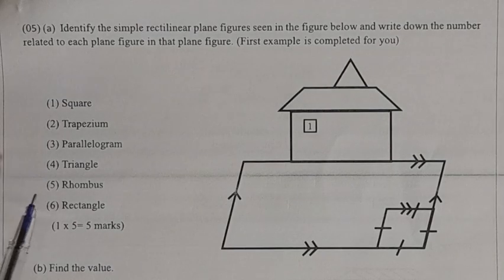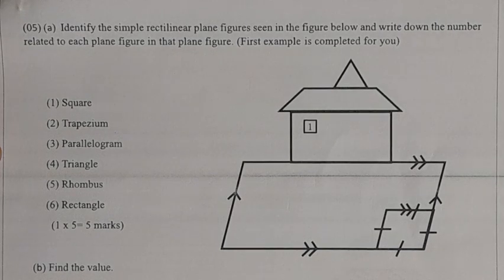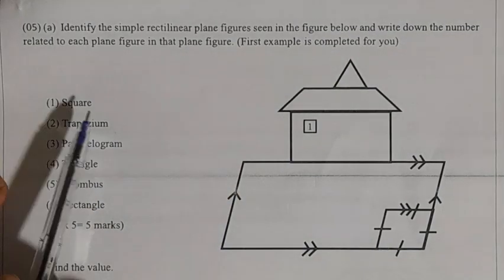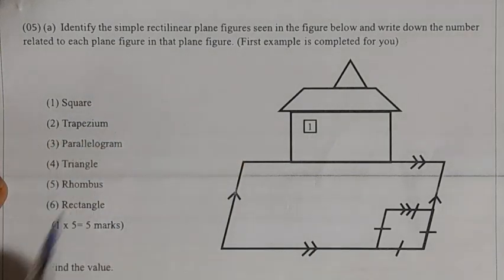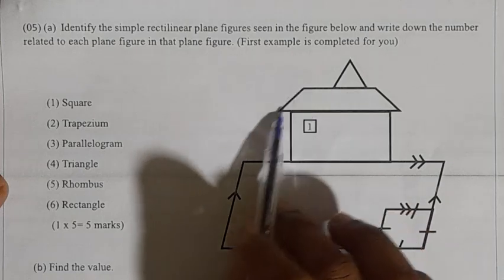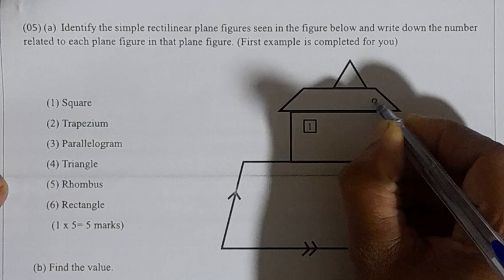Question number 5. A part. Identify the simple rectilinear plane figures seen in the figure below and write down the number related to each plane figure in that plane figure. The first example is completed for you. We are asking square. They have marked the square. Then number 2, trapezium. This figure is a trapezium. So I can write 2 here.